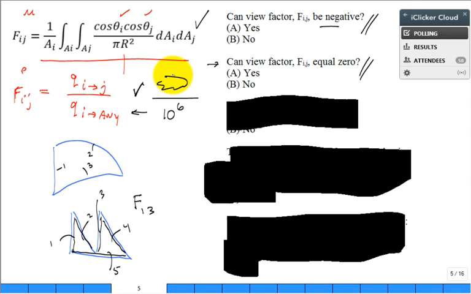How could I get a negative view factor? I have a positive number of photons being sent out. I have a negative number of photons that went from 1 to 2. What? The lowest number that can go is 0, and that's when it's in the shadow. It's blocked. They can't hit it. So it doesn't make sense to have a negative view factor. There's no negative view factors. Isn't that nice to know? Let's go ahead and grade this one.